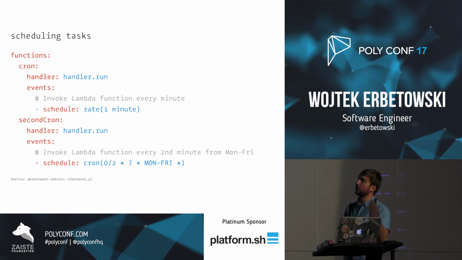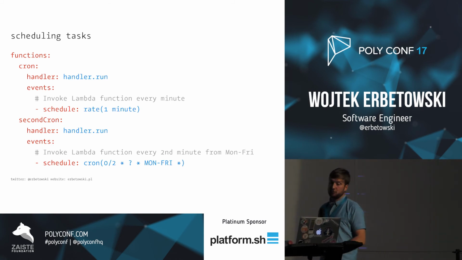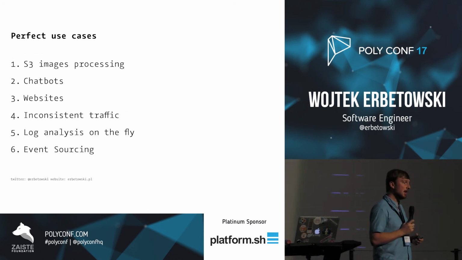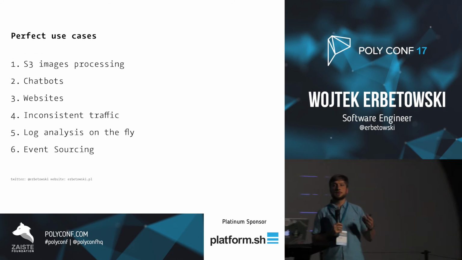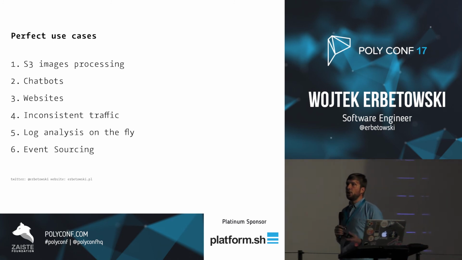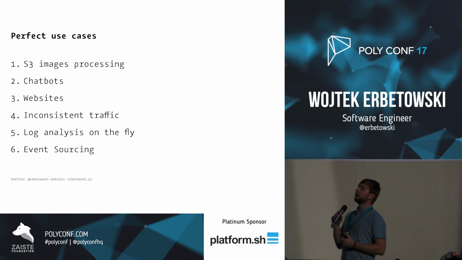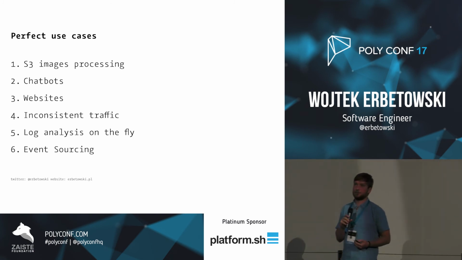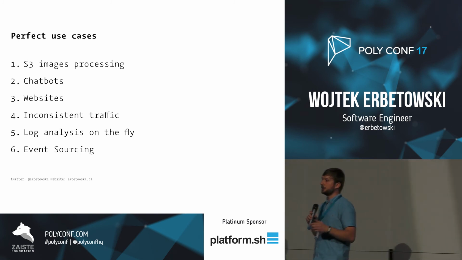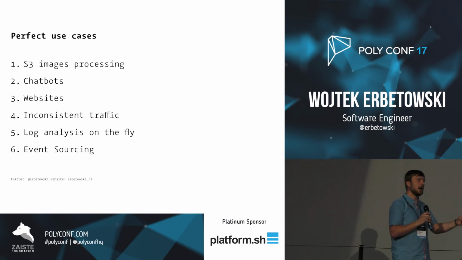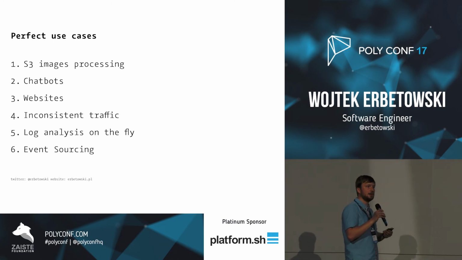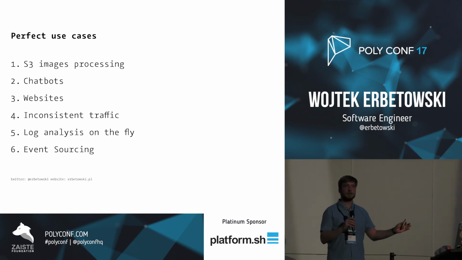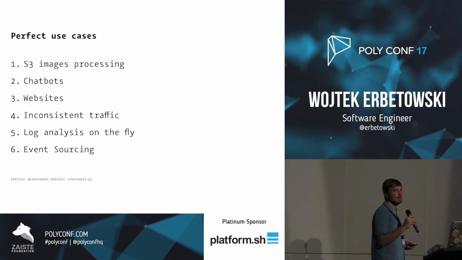There, you can just use cron expressions to have that happening. Okay, so there's a variety of use cases that is perfect for lambdas. And these are like the biggest selling points there. One of them is image processing for S3. You can just have that auto-scale. If someone uploads their new avatar, you can just create thumbnails completely separate from your main applications.